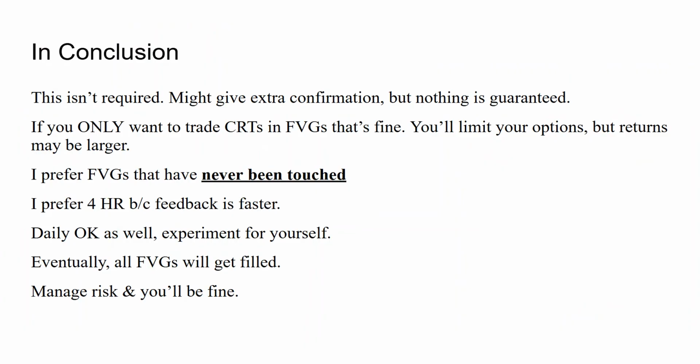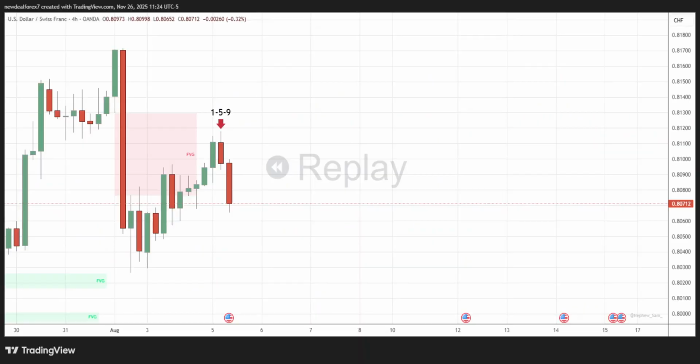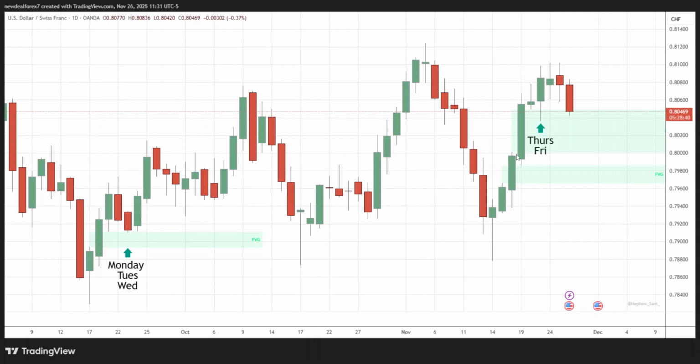I prefer fair value gaps that have not been touched. So that means that price has never retraced into it. It's like their first time going back into it, like we saw on this chart, right? Well, I could just use this one right here. So see here, you had 1, 2, 3, and then this gap remained untouched until right here, the low of the Tuesday candle. Barely spiked into it and then exploded up the next day.